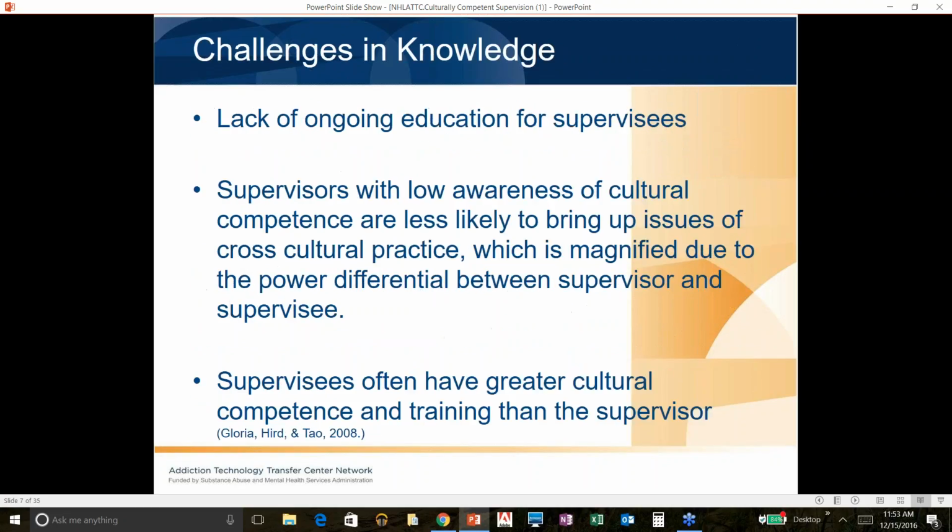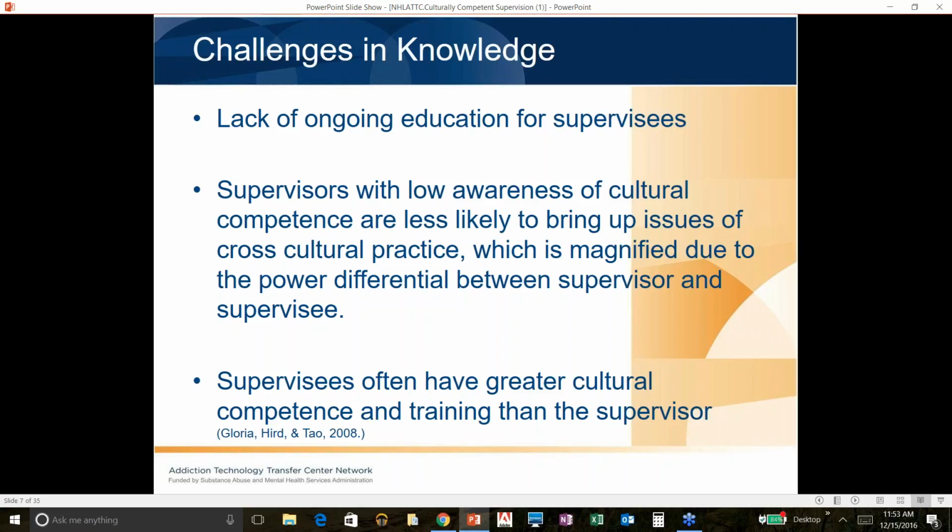So there are some challenges. Here's some of the challenges when we look at supervision. There is a lack of ongoing education for supervisees. Supervisors with a low awareness of cultural competence are less likely to bring up issues of cross-cultural practice, which is magnified due to the power differential between the supervisor and supervisee. And often, as we mentioned in our question today, supervisees often have a greater cultural competence and training than the supervisor.